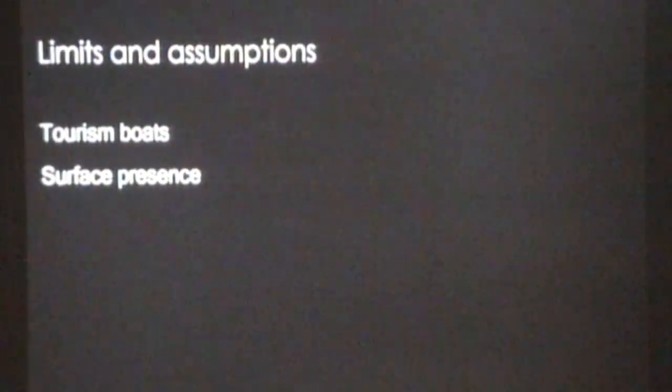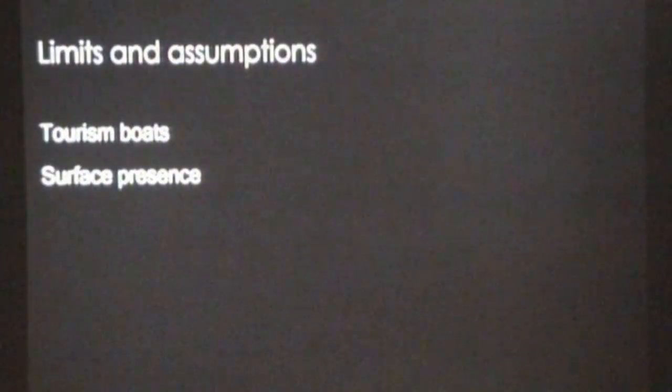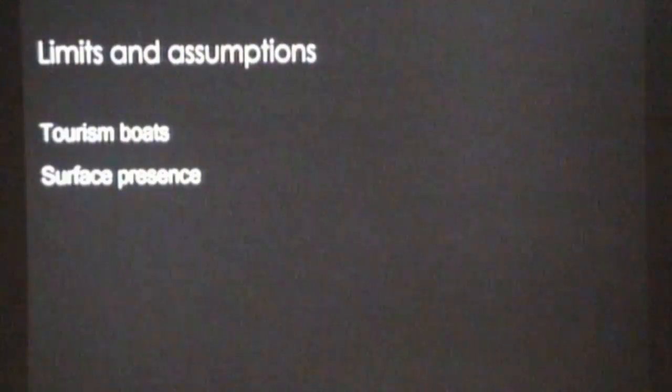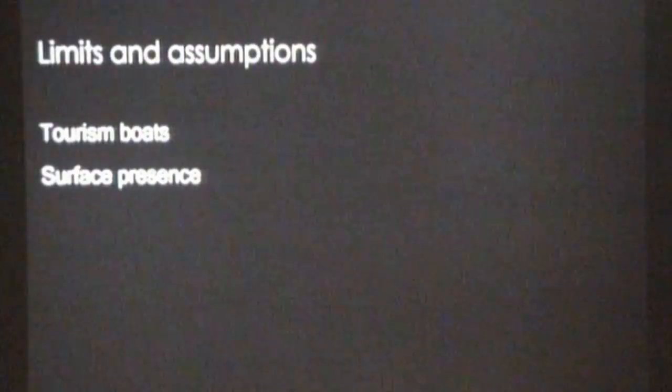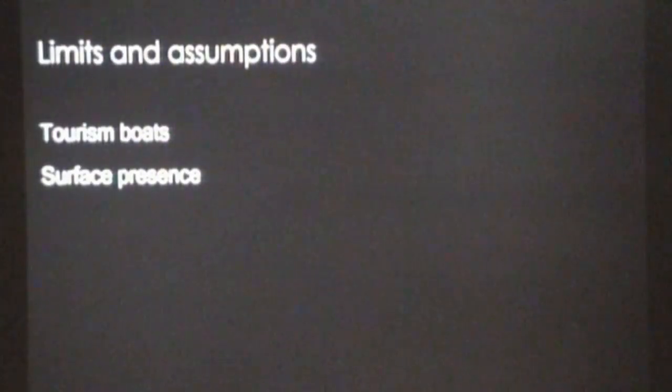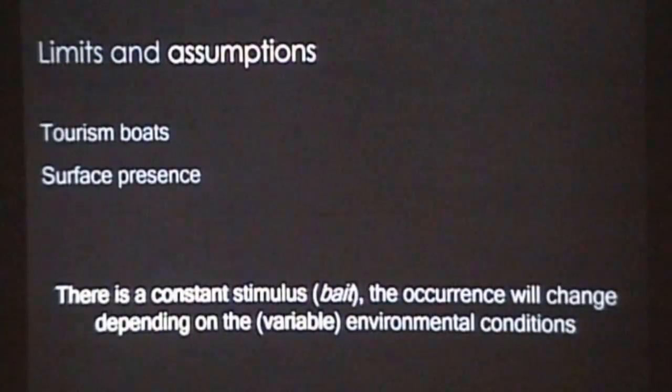However, like other studies, this research has obvious limitations related to the effect of the bait, because we are working on board the cage diving boats and they use bait to attract the sharks, and all of our data come from the surface layer of the ocean. Because we had these limitations, we also have assumptions. The main assumption is that because there is a constant stimulus, the bait, the occurrence of white sharks will change according to the environmental factors that are highly variable in this bay.